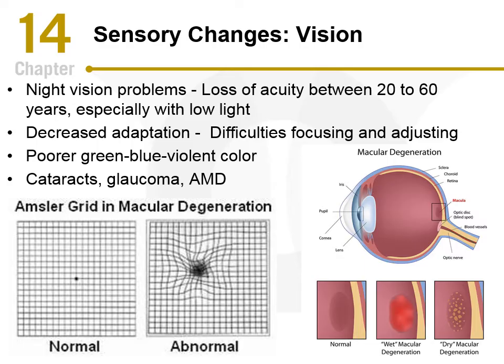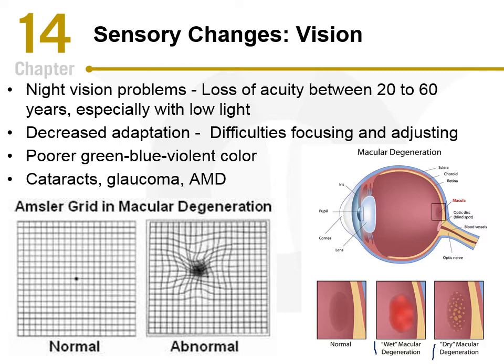Now, the one that I want to talk about specifically is AMD, or what they call age-related macular degeneration. Now, the reason I want to talk about that one is that it's one that we're going to see far more often in our population and one that people have very little knowledge of. Now, there are two types of age-related macular degeneration. There's what's called the wet and the dry age-related macular degeneration.